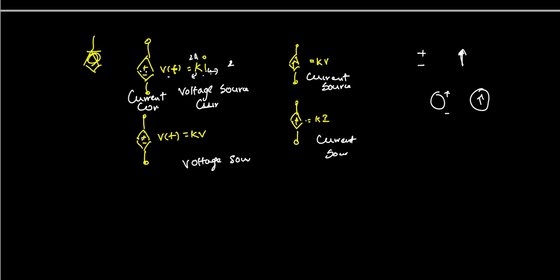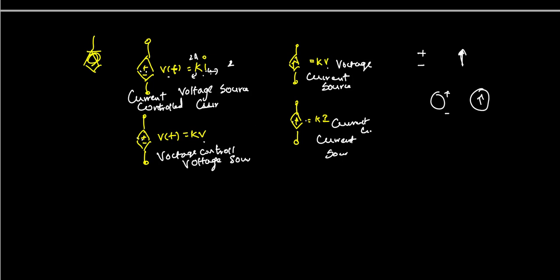The constant given is the current controlling parameter. This one is a function of the voltage. So voltage control voltage source. This one is voltage control current source. This one is current control current source.